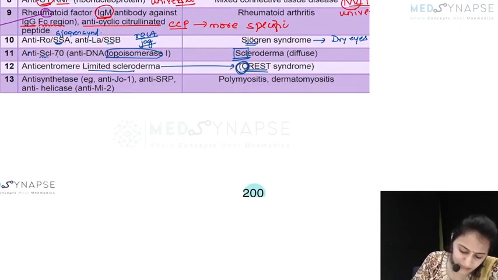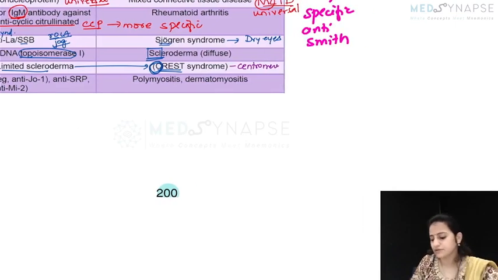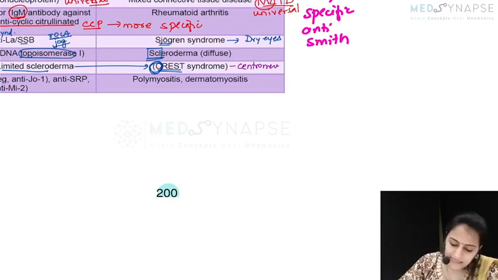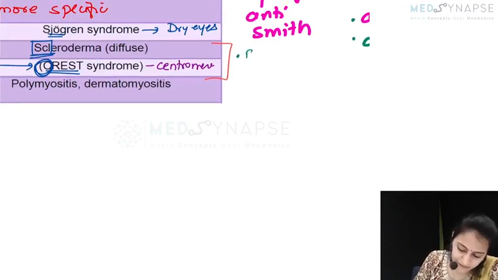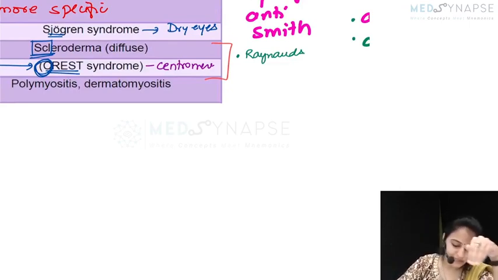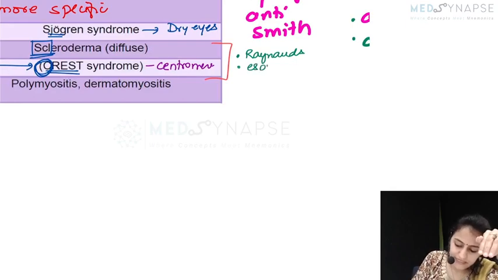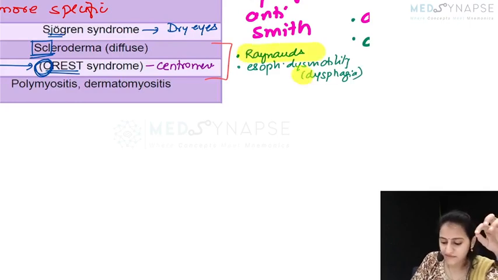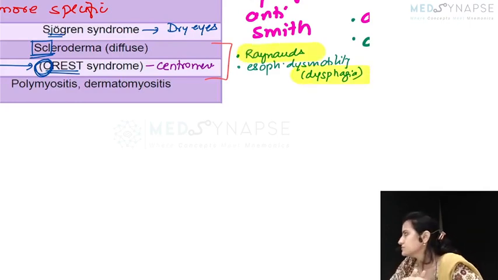C for C. What antibody you have in crest? Anti-centromere. C for C, anti-centromere. In scleroderma, in crest, remember the question generally gives you history of Raynaud's. Right, remember crest, calcinosis cutis, Raynaud's, esophageal dysmotility. So there is history given of dysphagia. ठीक है, तो जब Raynaud's और dysphagia का history होगा, they are pointing towards scleroderma.